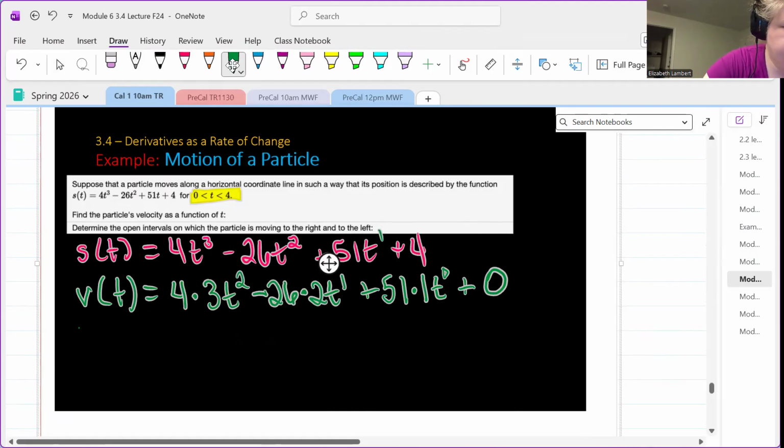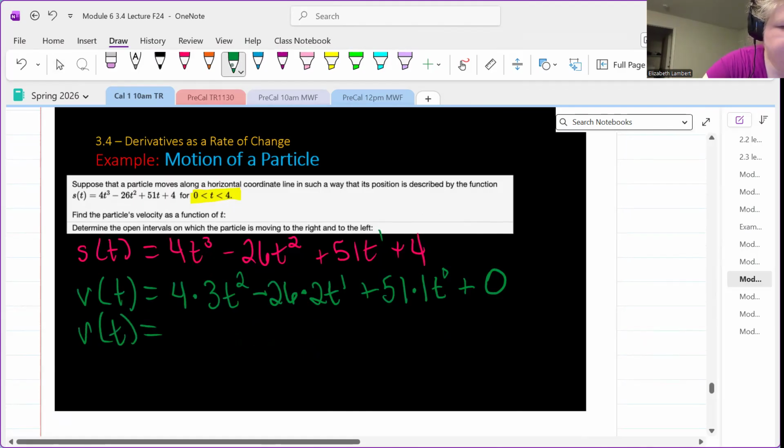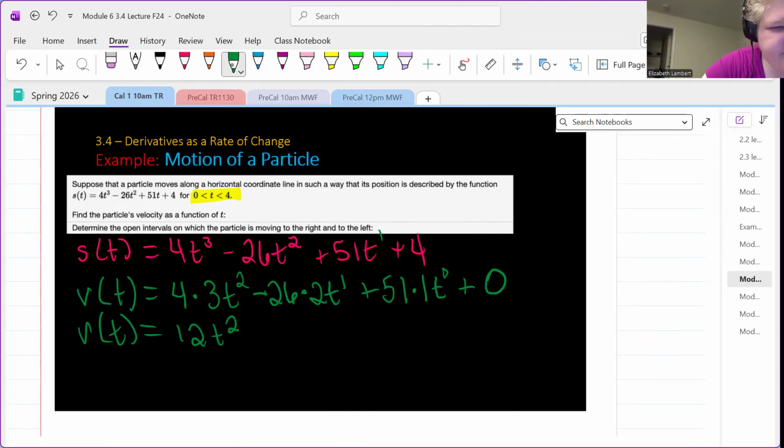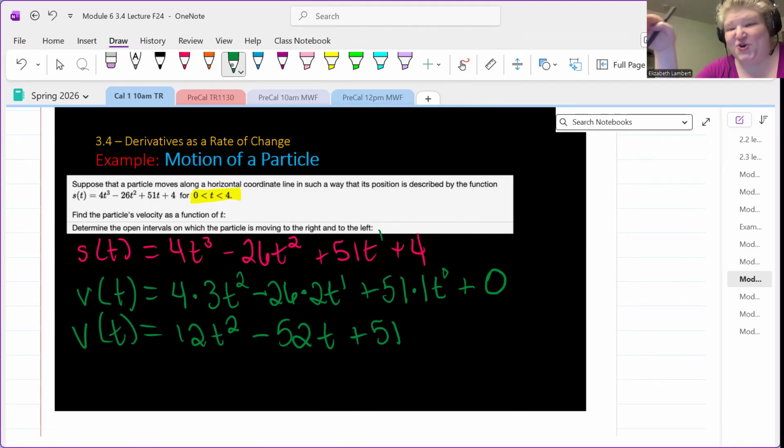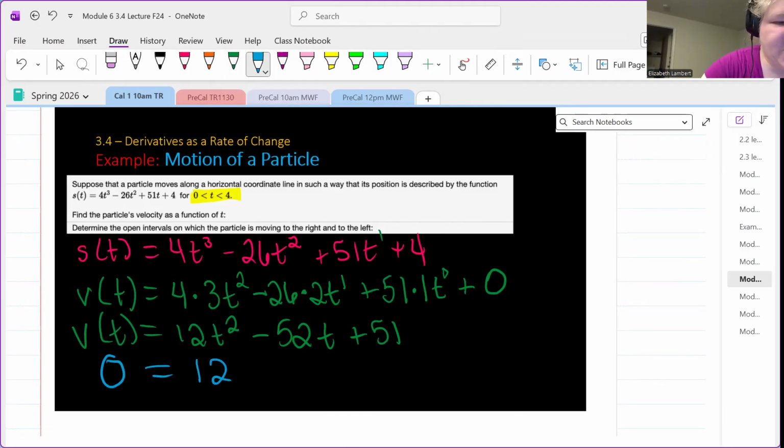So our velocity function, that is 12t squared minus 52t plus 51. And we want to figure out where is it moving right and where is it moving left. So to determine where it's moving right and left, the easiest thing to do would be to figure out when it's not moving right or left, when the velocity is 0. So we are going to take this function and set it equal to 0, which now means it is a quadratic function.